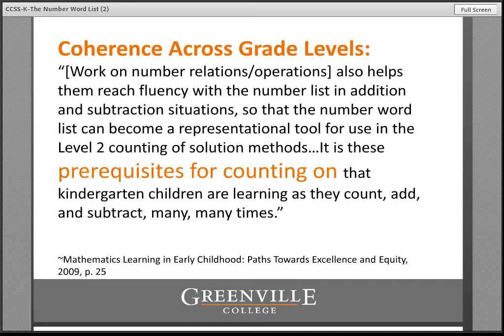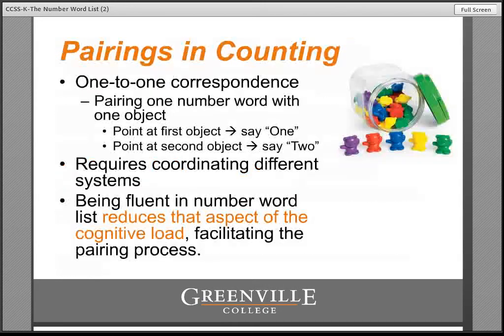As such, we see an example of coherence, the emphasis that the Common Core authors have made on how mathematical ideas and strategies flow over time and across grade levels. The learning of the number word list and its use in rote counting can thus be seen as foundational in learning how to count in kindergarten, and then of course simultaneously foundational in the entire developmental sequence that will eventually lead to solution strategies for addition and subtraction.